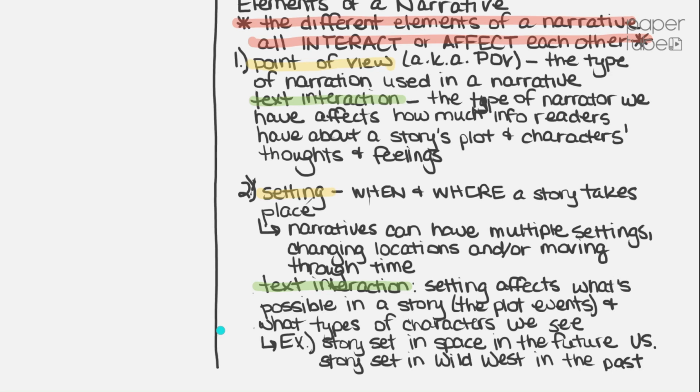And the other way that it could affect the story is what kind of characters I get, or what the characters are like. So going back to that space example, there's a strong possibility that I'm going to have astronauts, right? Or some kind of scientist character. Whereas in a story set in the Wild West in the past, I'm probably going to have cowboys and Native Americans and those kinds of battles and stuff going on. So setting can affect what is possible in the story and what the characters are like.